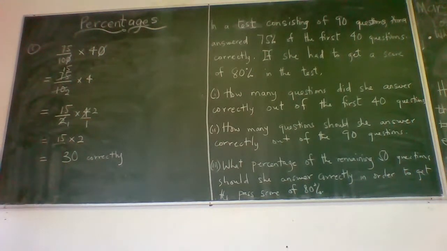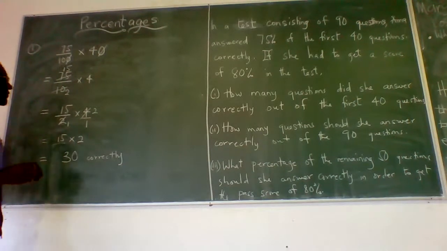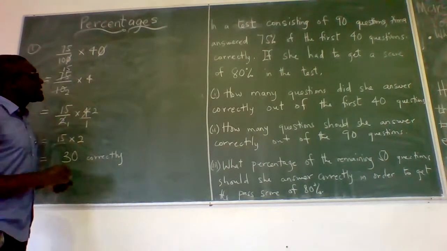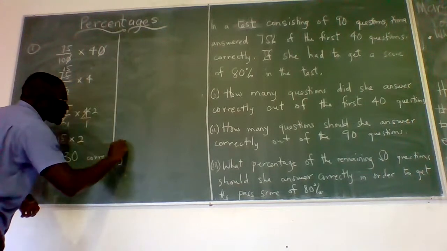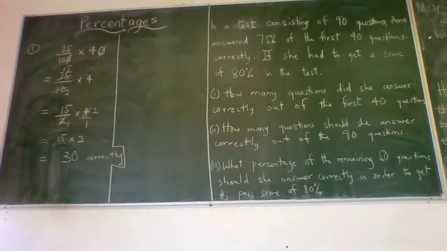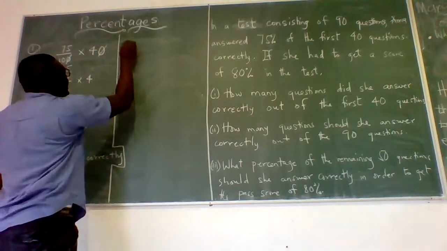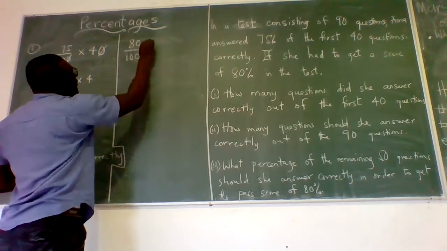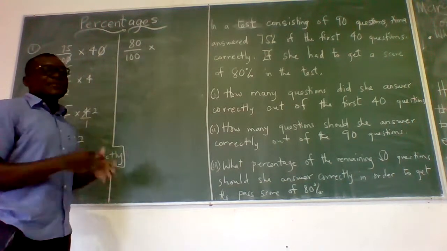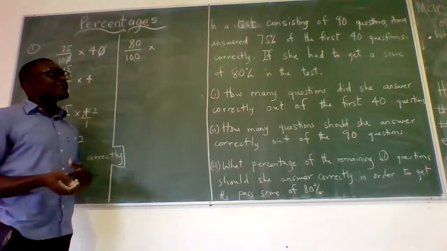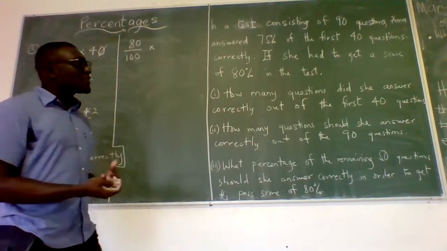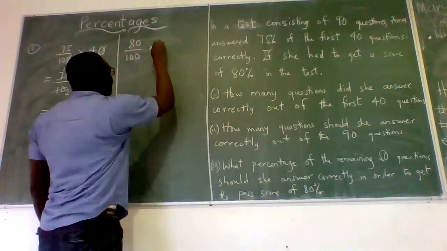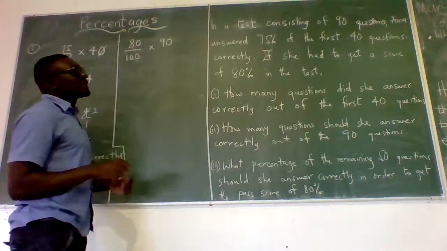So that was the first part of the question. Now the second part of the question is saying that Amma is supposed to get 80% of the whole exam. So if she's supposed to get 80%, then this is going to be 80 out of 100 multiplying. Now it is not the first 10 or the first 20 or the first 40, but of the whole test. And the whole test consists of 90 questions. So then you multiply here by 90.